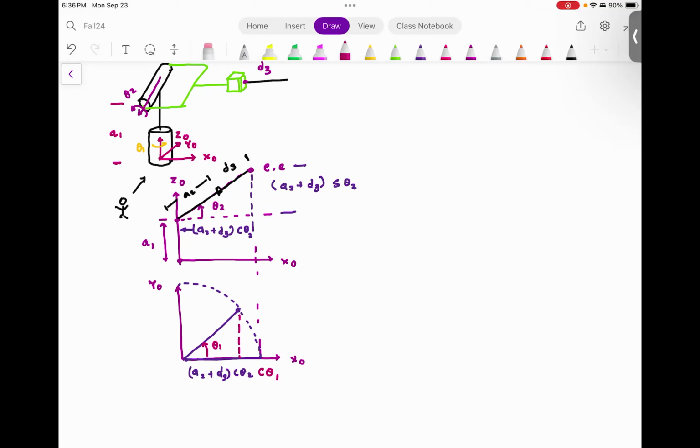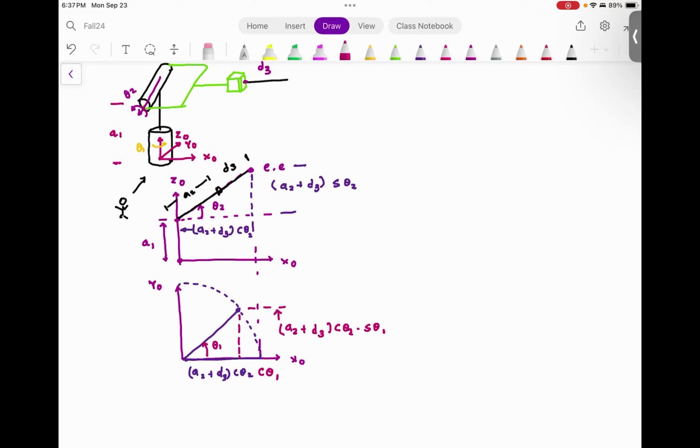And this distance is going to be A2 plus D3 cosine theta 2 sine theta 1. Do you agree with me?